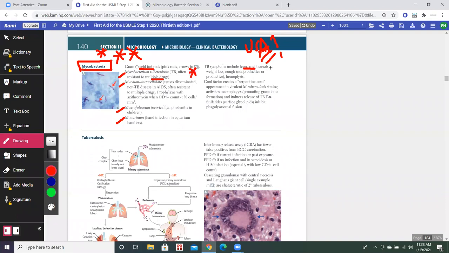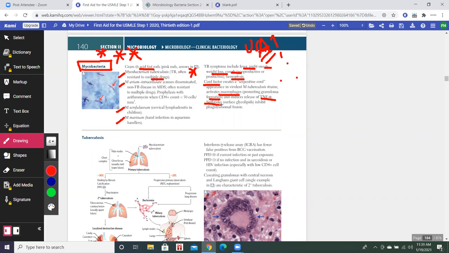Tuberculosis symptoms are basically fever, night sweats, and weight loss. As simple as that. Fever, night sweats, cough and hemoptysis, very indicative of tuberculosis. Over here, there's a virulence factor known as cord factor. The cord factor creates a serpentine cord appearance in virulent Mycobacterium tuberculosis strains. This virulence factor will activate CD14 on macrophages, which can result in granuloma formation. And this induces the release of tumor necrosis factor. And tumor necrosis factor, as we all know, is very high yield for maintaining the shape and size of the granuloma.